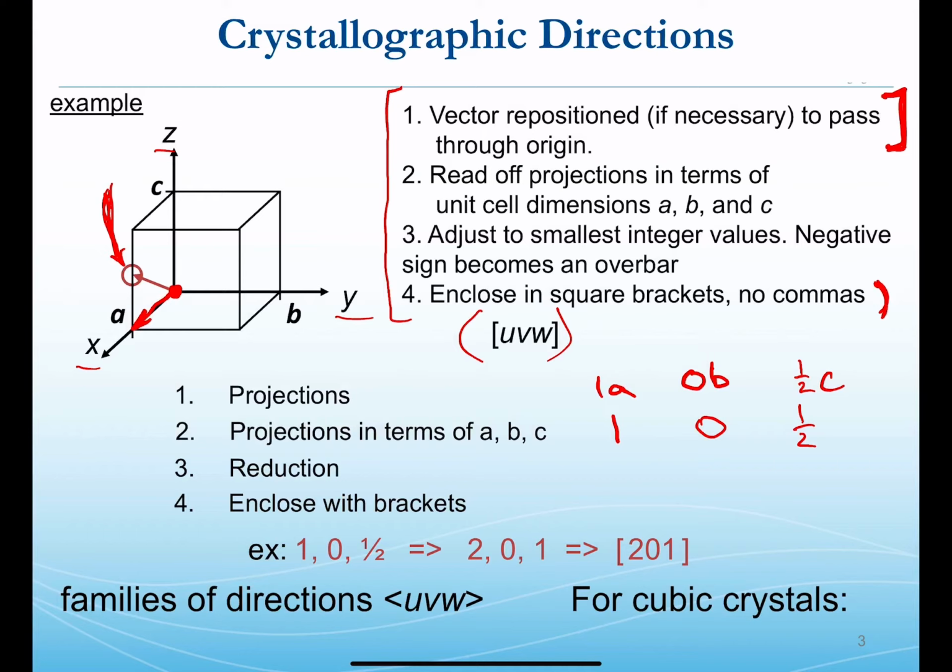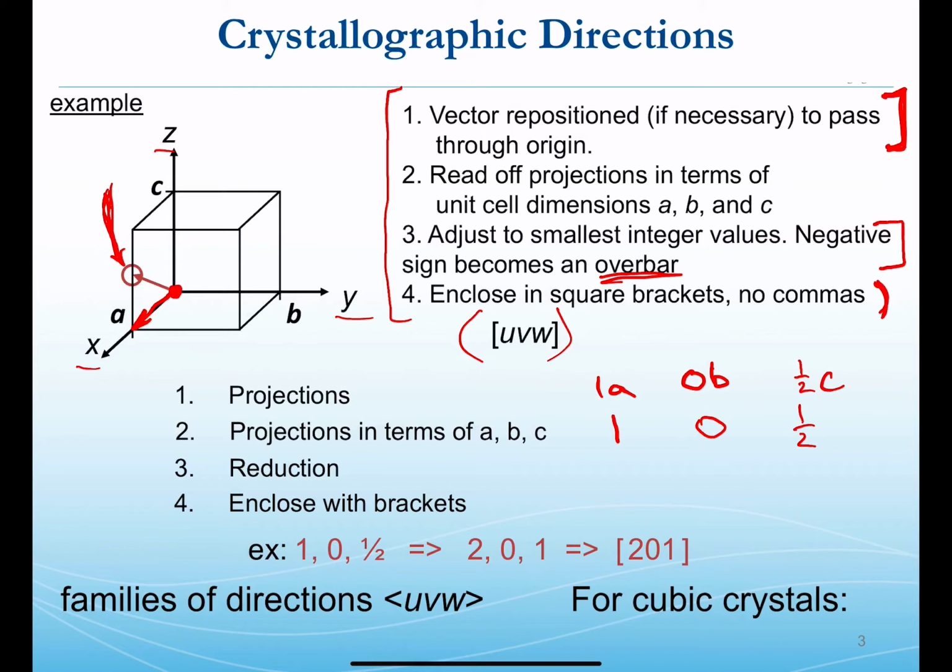The next step tells us to adjust these numbers to the smallest integer values possible. And if you're handling a negative value at this point, you will move that negative sign above to create what's called an overbar. At the moment we don't have a negative sign. We'll see that in the next example. But we can do simplification.